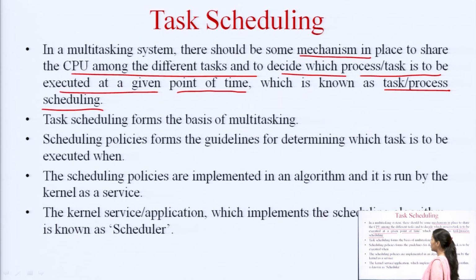So, task scheduling forms the basis of multitasking. Without scheduling, multitasking cannot take place, because there should always be a scheduling mechanism for how the CPU is switched between the various tasks, on what basis, and how the CPU is allocated to different tasks. So, this scheduling mechanism is very important.